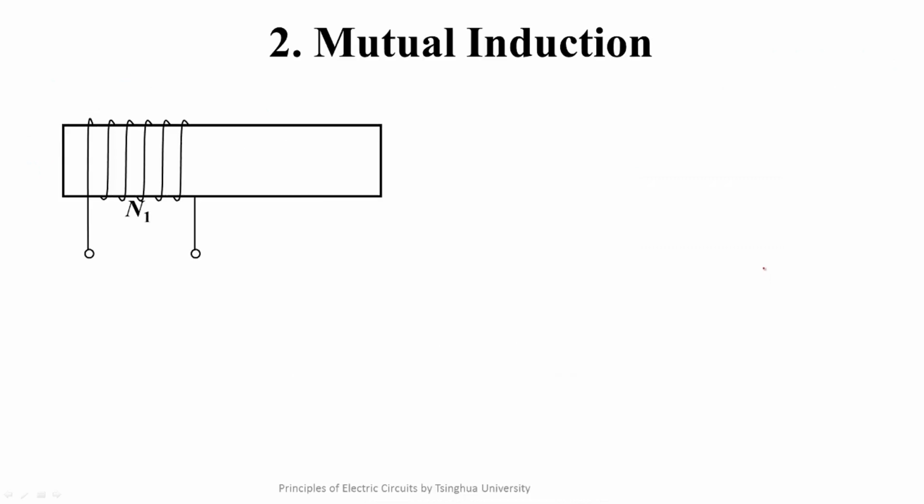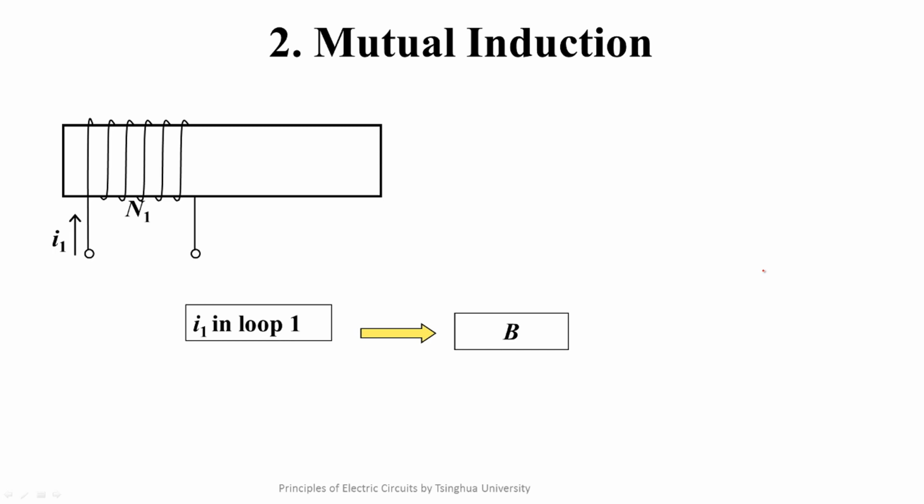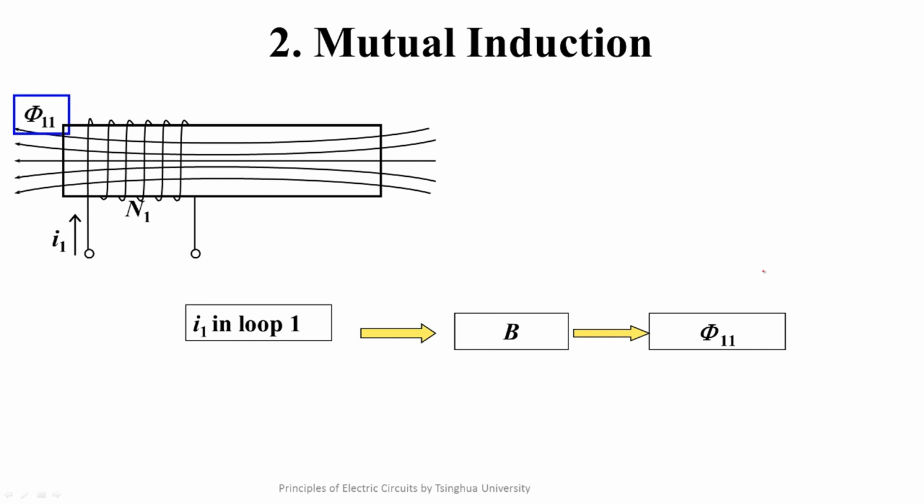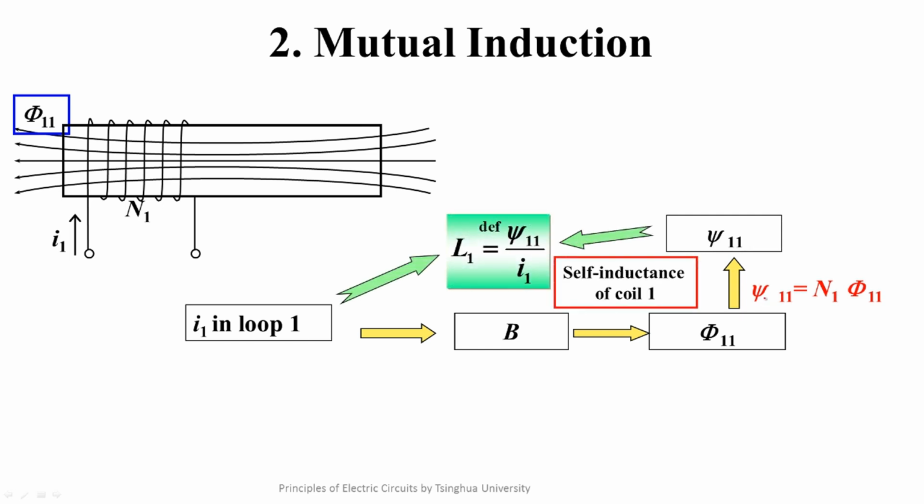Now we introduce the concept of mutual inductance. Here is a coil whose number of turns is N1. We assume that the current I1 flows through it. According to the Ampere circuital law, there is a magnetic flux density B. It would produce magnetic flux phi11 after it passes through the section area S. Now you can neglect the meaning of the subscript. Psi11 will be generated due to the linkage of phi11 and the coil with N1 turns. That is to say, there is a flux linkage due to the current, so we have the inductance. But here we call it self-inductance, especially. That is the relation between the flux linkage generated by coil 1 and coil 1 itself.